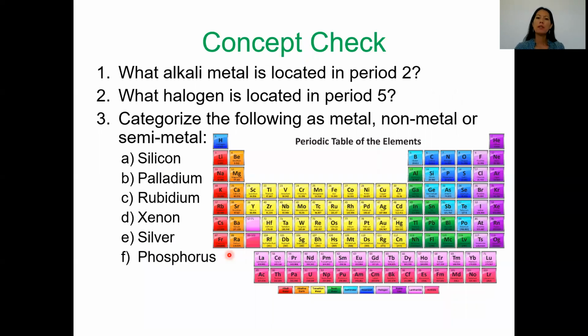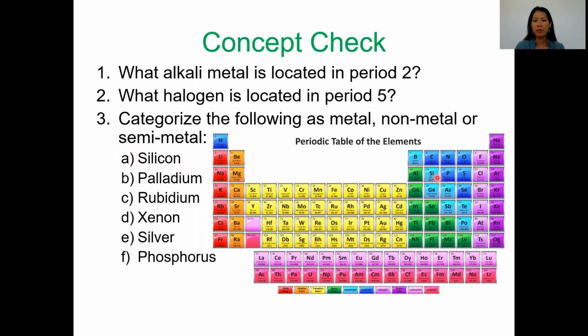Okay, so let's do a concept check. Why don't you guys pause and answer these questions, and then I'll go over them. The first one says, what alkali metal is in period 2? So period 2 is 1, 2, and the alkali metal is here, so it's lithium. Halogen in period 5. So fluorine is in period 2, so 3, 4, 5. The answer is iodine.